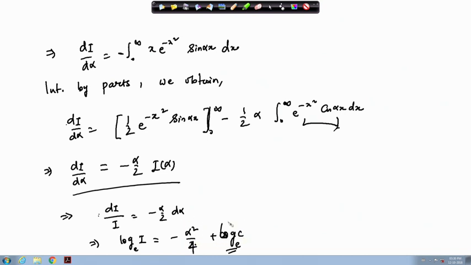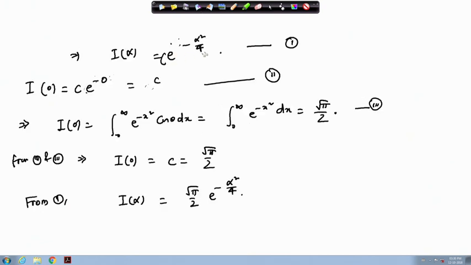So instead of choosing c, I chose a logarithm to the base e, and then I can bring this log here, and this will be log of I minus log of c, so it will be log of I by c, and then on the right hand side we will obtain c times e to the power minus alpha square by 4. Now we need to evaluate the value of c, so what we do, we substitute alpha equals to 0, and therefore this will reduce to the square root of pi by 2, and by substituting the value of c here, we will obtain the required I alpha, and this is what we needed to prove in our example.